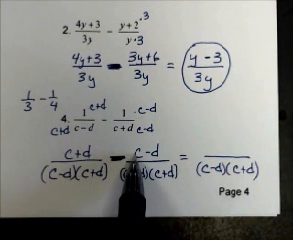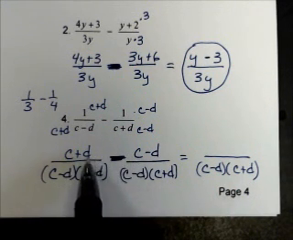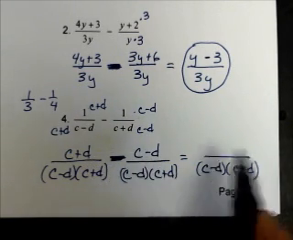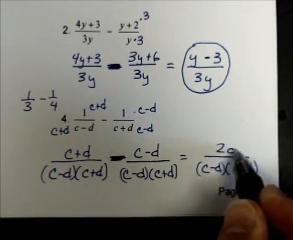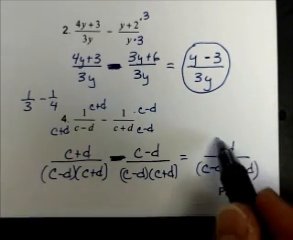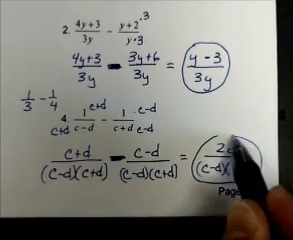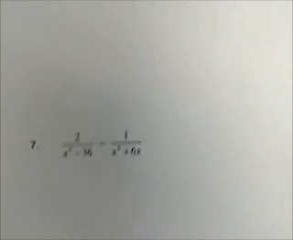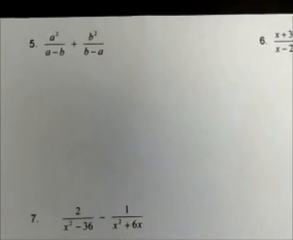c subtract c is 0. d subtract negative d, that's going to be d plus positive d, is 2d. This cannot be simplified, so that is our answer. Page 5. Number 5.